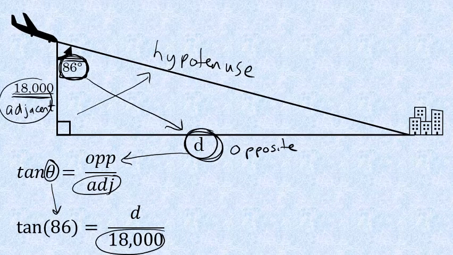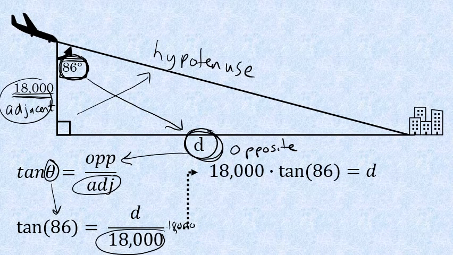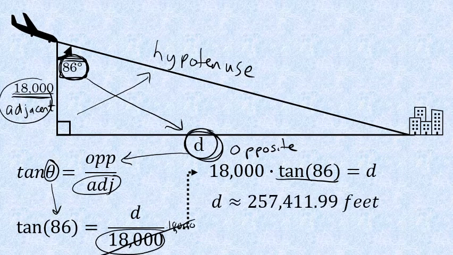So I'll take this equation and solve for D by first multiplying both sides of the equation by 18,000. That results in 18,000 times the tangent of 86 equals D. Now the tangent of 86, like most tangents, is going to be irrational. But when I take the tangent of 86 multiplied by 18,000, that gives me a value of D. I'll round it off to two decimal places: 257,411.99 feet is the ground distance from this plane to the airport.